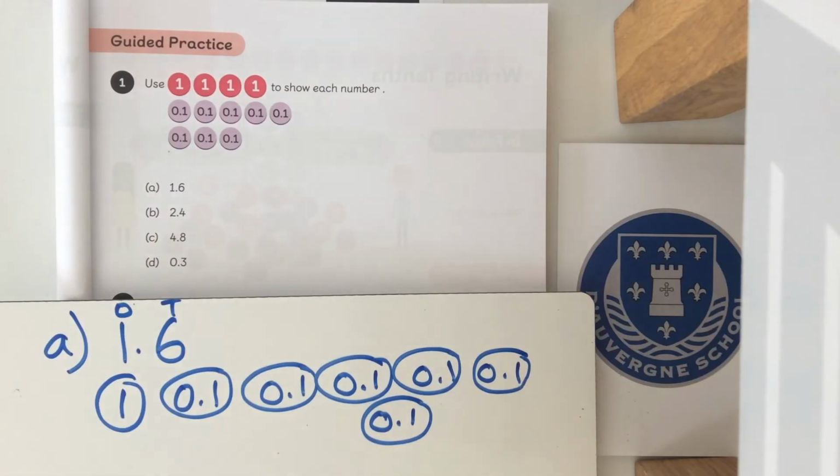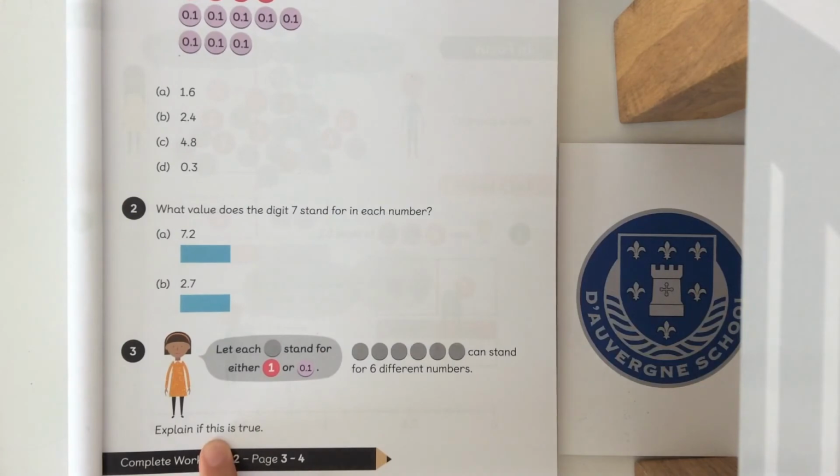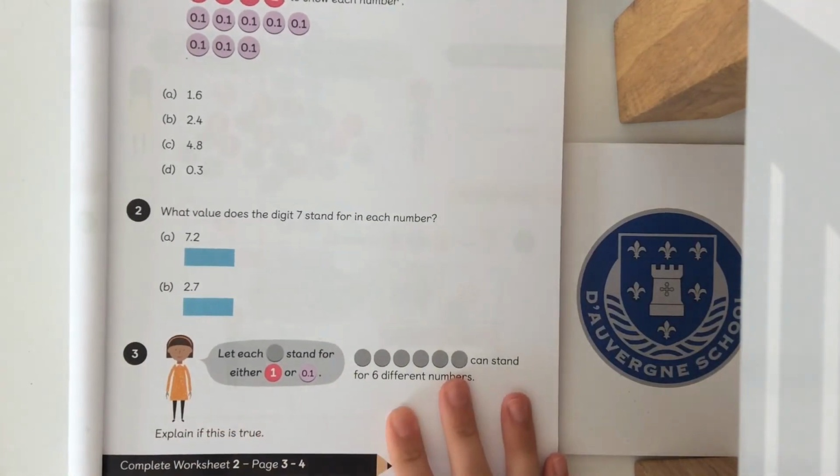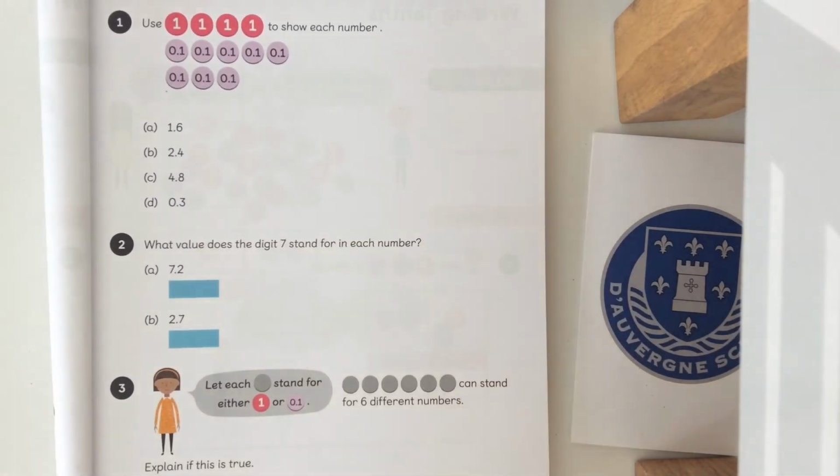You need to do the rest for B, C and D. Then what value does the digit 7 stand for in each number? So maybe you'd like to annotate or have a look at what place value column it is to see what it is worth. And number 3, you're going to have a play. Let each of the coins stand for either 1 or 0.1, similar to what we've just done. The 6 coins can stand for 6 different numbers, so you need to have a play and see if that is true or false. Okay, so starting with number 1 and then all the way through to number 3. Okay, so pause the video now whilst you have a go.